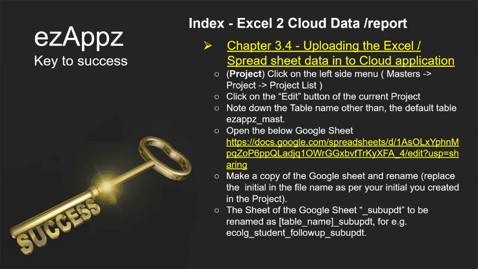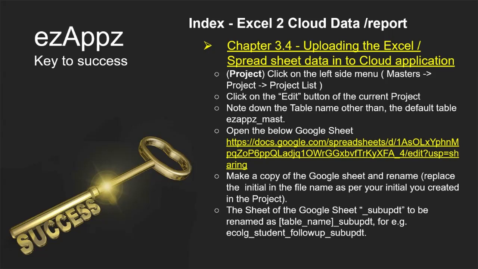So far, whatever we have seen in chapter 3.4 is that we have edited the current project, that is e-college. Note down the table name and open the below link. This is nothing but a Google Sheet, which is in view mode. I made a copy of it and replaced the initial, where e-college is the initial for me. I'm just making a change in the initial, that is, the file name of the Google Sheet.